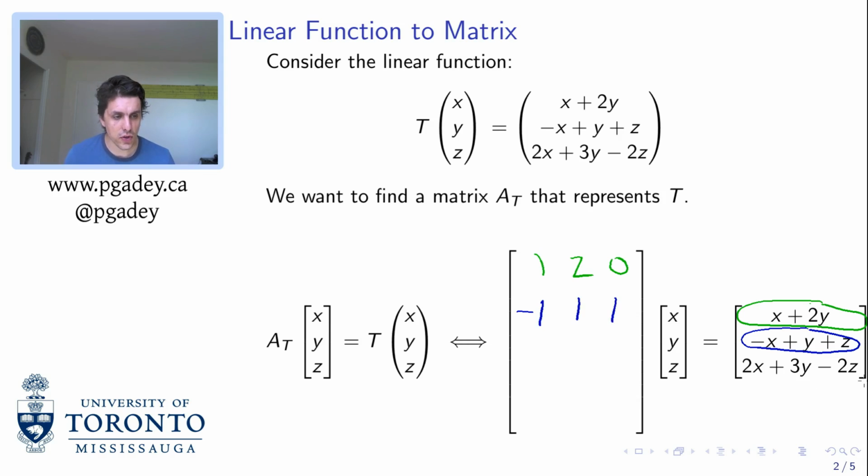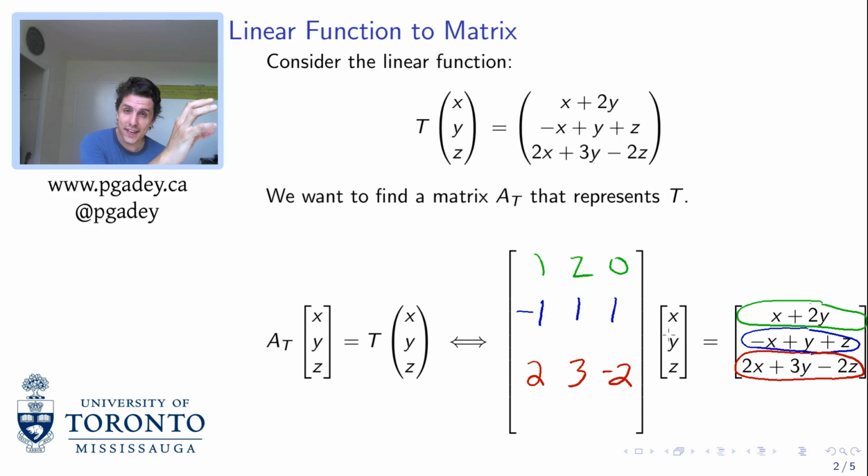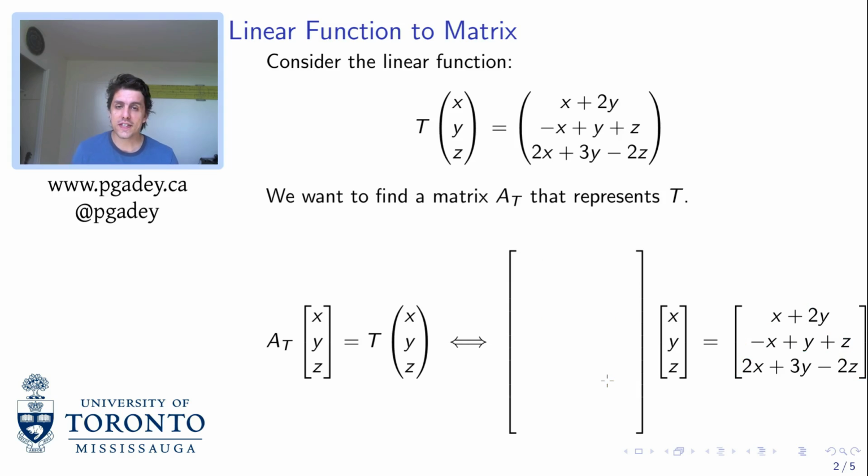And for our last row, we want to get 2x plus 3y minus 2z. So we're going to multiply 2, 3, negative 2. So what we're doing is taking the coefficients from the right-hand side, pulling them over and putting them into our matrix. Okay? So this gives us a matrix, A of T, that represents the linear transformation T. All right, let's sketch what that looks like.